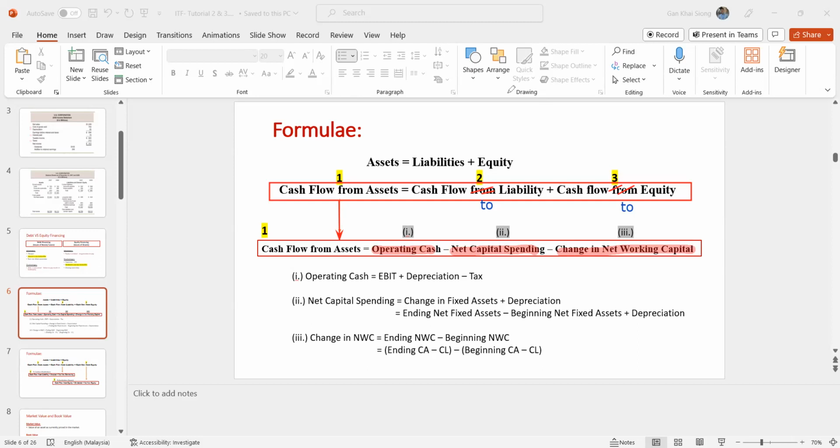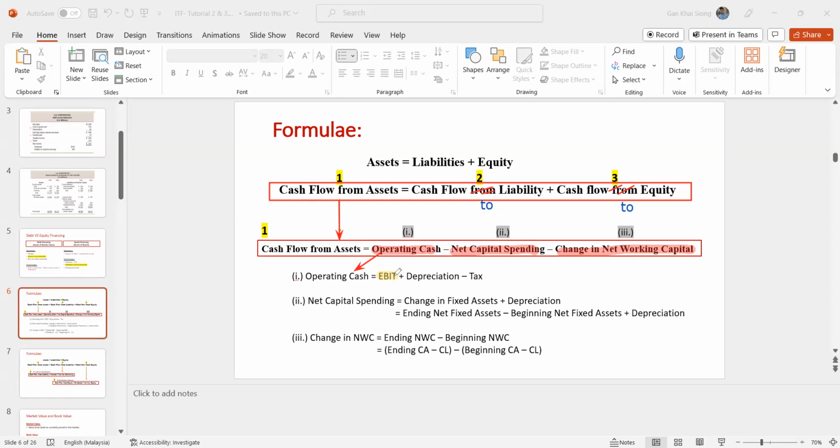Okay, so the first one, I want to calculate my OCF, operating cash flow. How do we calculate operating cash flow? Remember the income statement just now, we have EBIT, earnings before interest and tax, right? Now here we refer to the cash that we have, earnings before interest and tax. Okay, now we need to add back the depreciation.